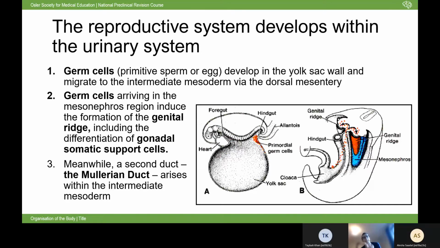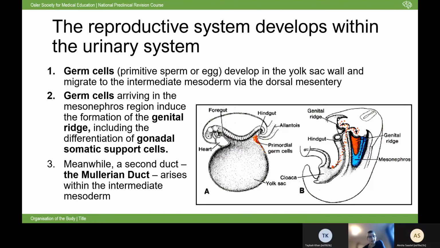They arrive in that region around the mesonephros. Remember that middle kidney, the ones that work for a bit, but then decline. And it induces that part of the intermediate mesoderm to form the genital ridge. And with the arrival of these germ cells, the cells in the genital ridge are induced to form the support cells of the gonads. So those are the cells within your testes and your ovaries that support your germ cells, your sperm and your eggs to develop when the time is right.